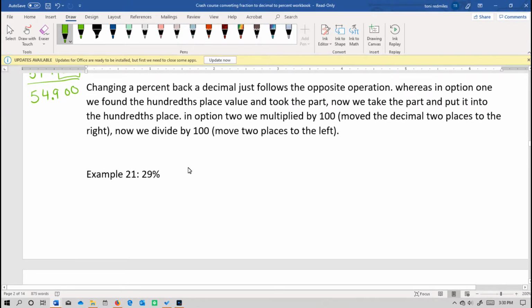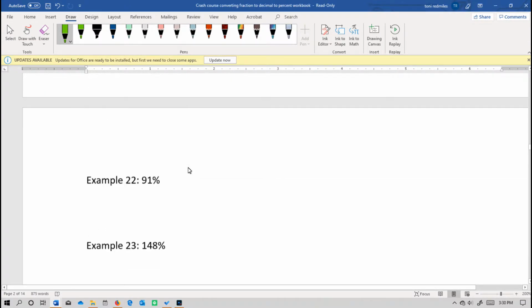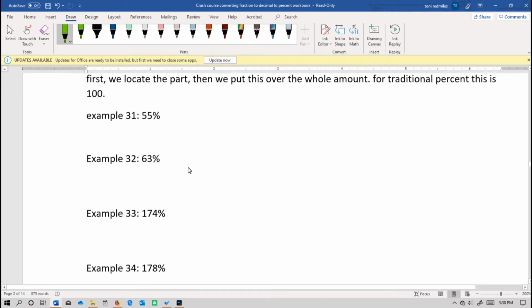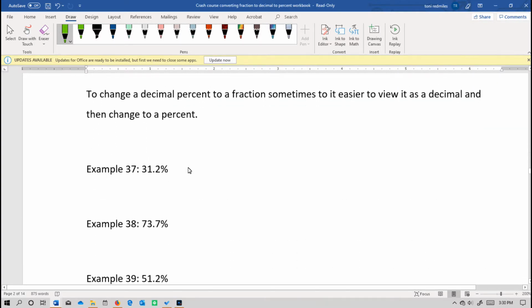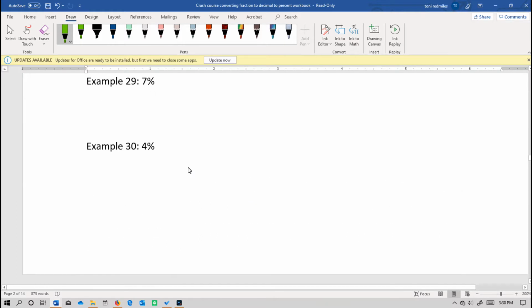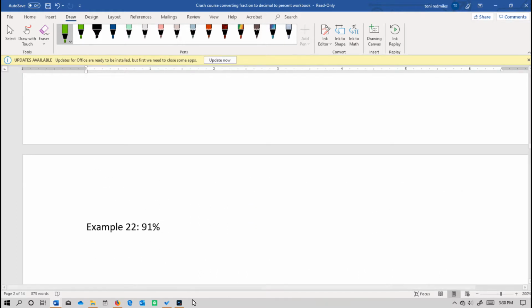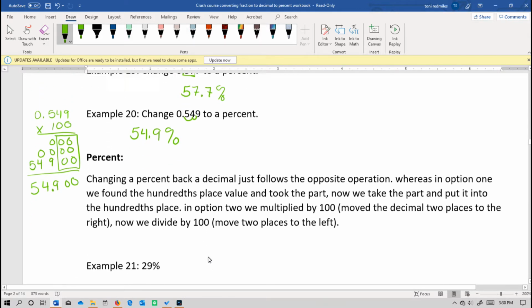Okay, let's go ahead and do a percent back to a decimal, and then we'll do a percent to a fraction depending on how much time we've been recording. Right now we've been recording for 9 minutes, so we probably aren't going to get to it.